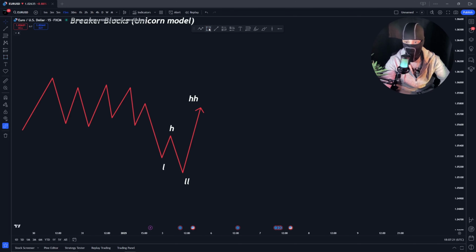Now, how do you actually mark out the breaker? The breaker is the first high and low. This here would be your breaker block.